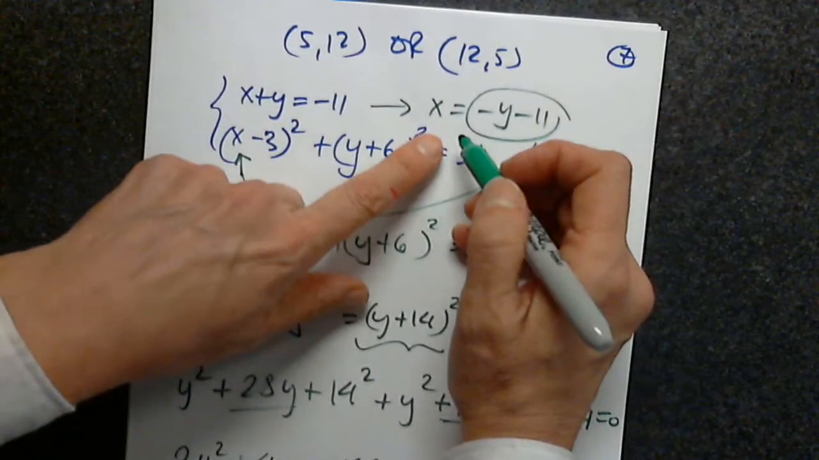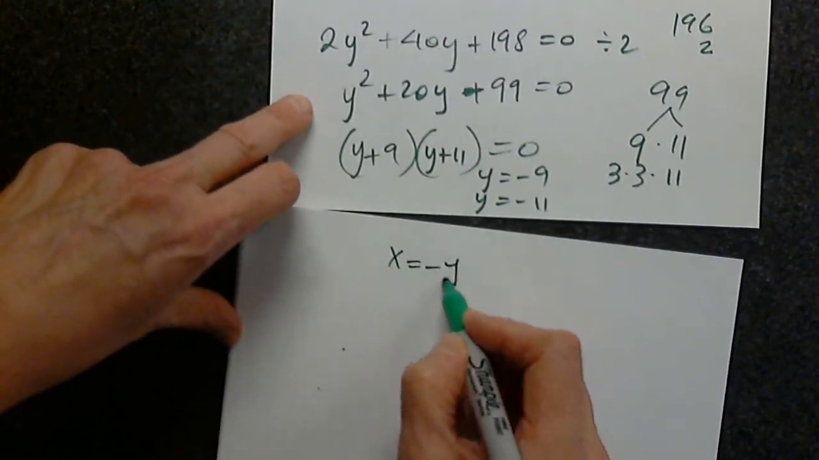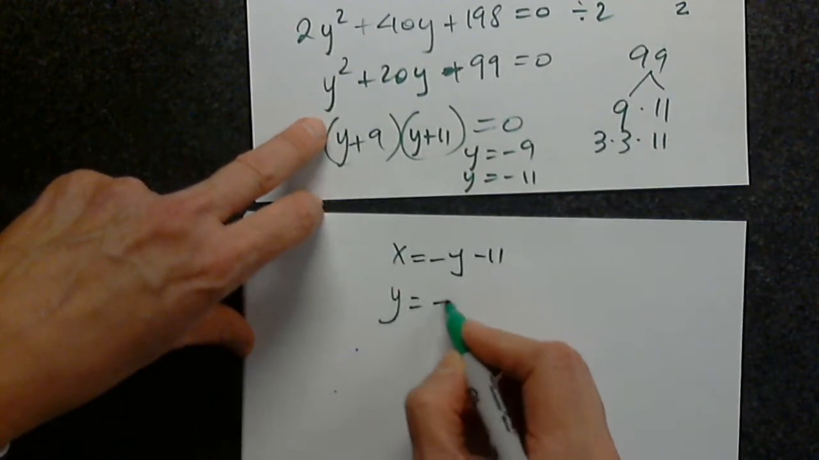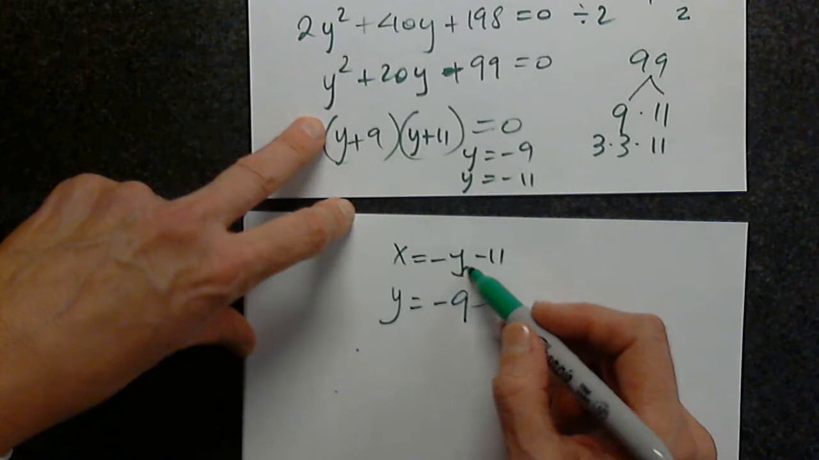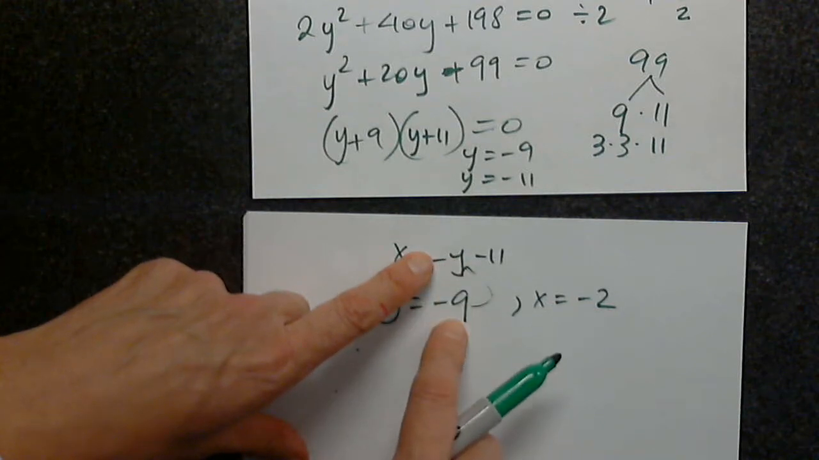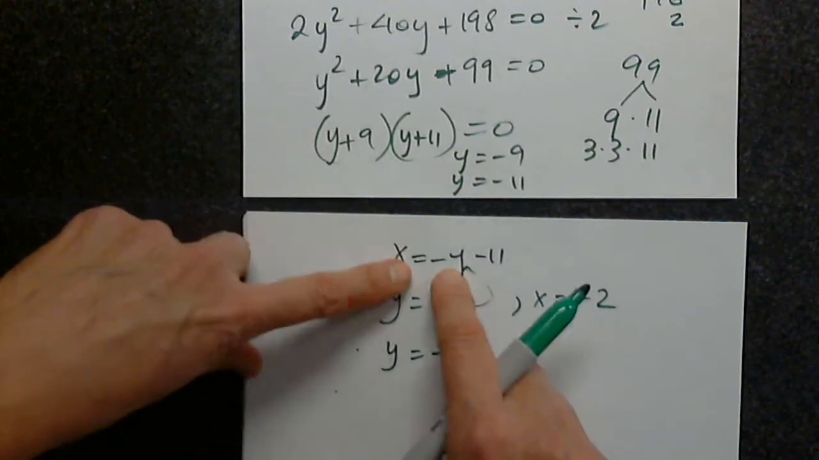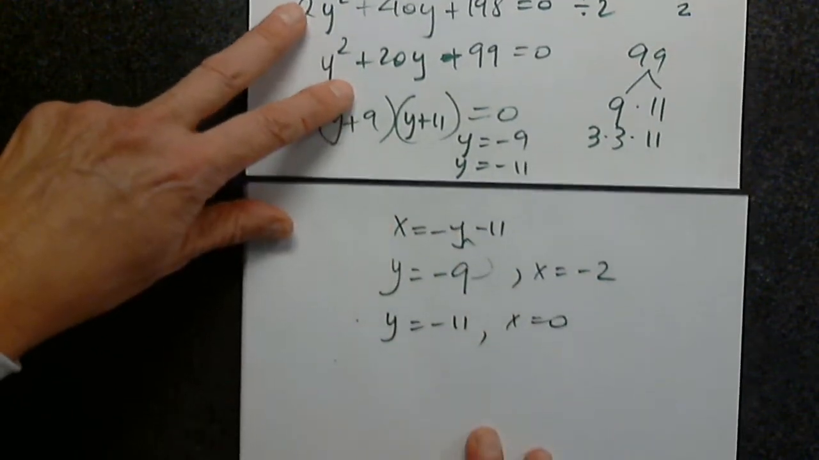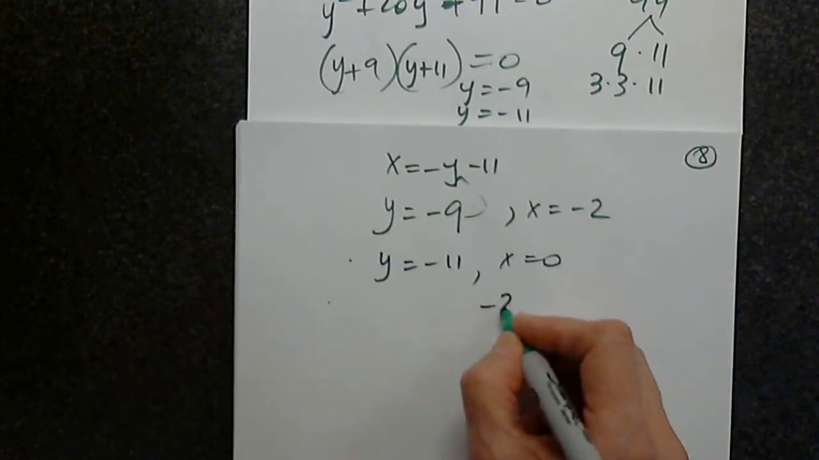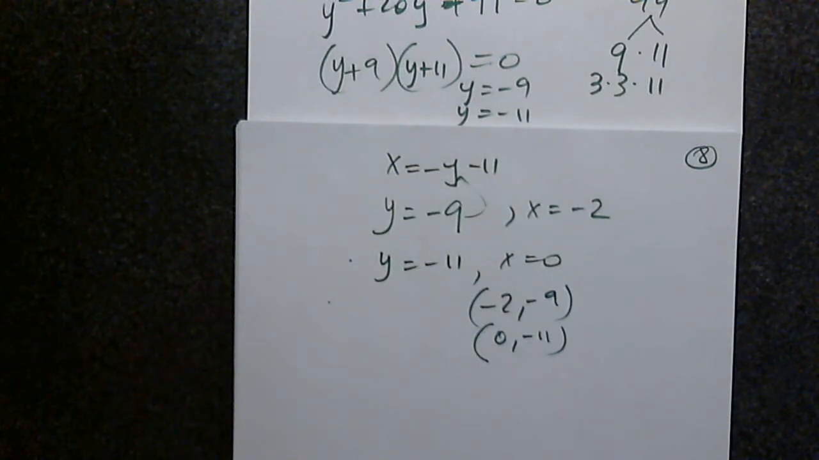But I have to come back to x. So let me write x here. x equals negative y minus 11. And we determined y equals negative 9. And I put it inside, and I get x equals negative 2. Because negative 9 with minus in front will be positive 9. Minus 11 is negative 2. And then when y equals negative 11, I will get x equals 0. So there are two options, negative 2, negative 9, and 0, negative 11. Is this okay? Yes.